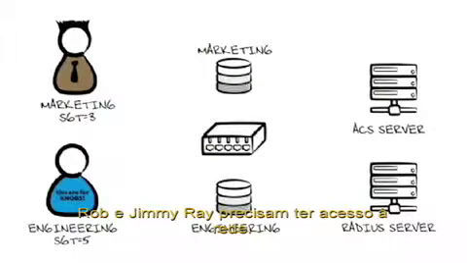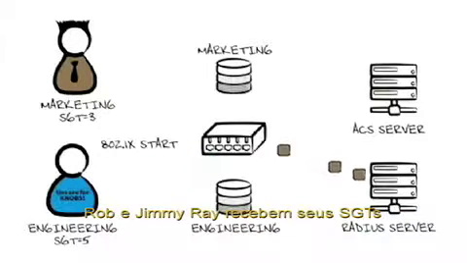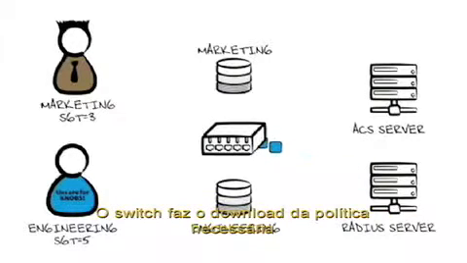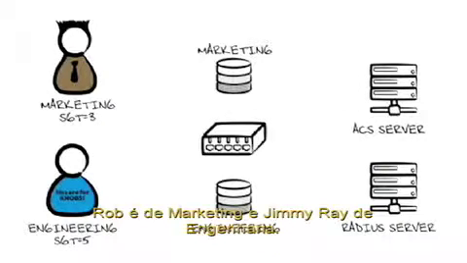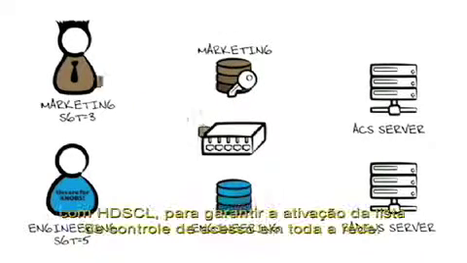Rob and Jimmy Ray need to access the network. Both have different roles, so they start their 802.1X login process. Rob and Jimmy Ray both receive their SGTs after a successful login based upon their role in the network. The switch downloads the policy that it needs only for the users it carries the SGT for, not the entire network policy. Rob's in marketing, Jimmy Ray's in engineering. The roles are enforced at the switch level with the SGACL to ensure access control lists across the entire network.